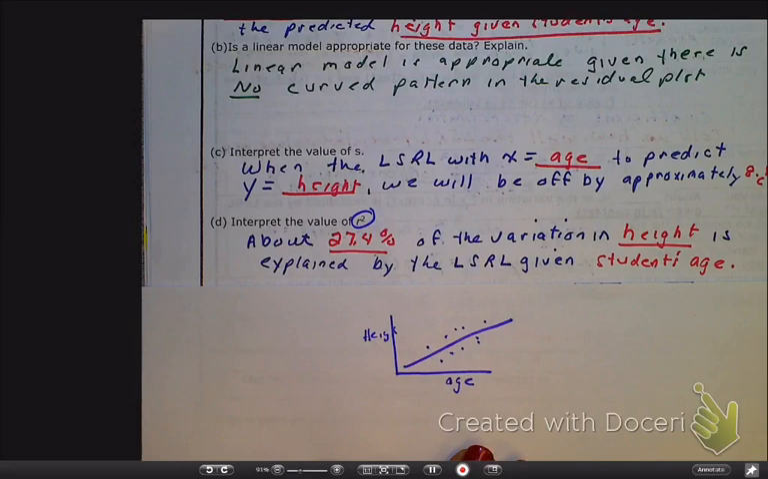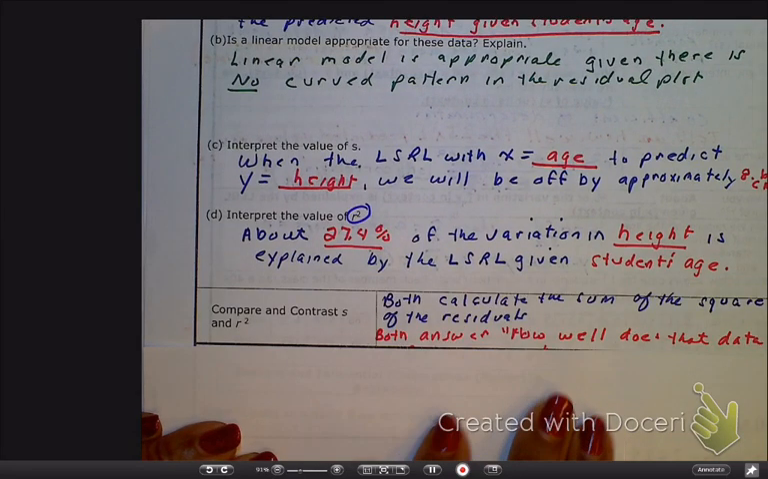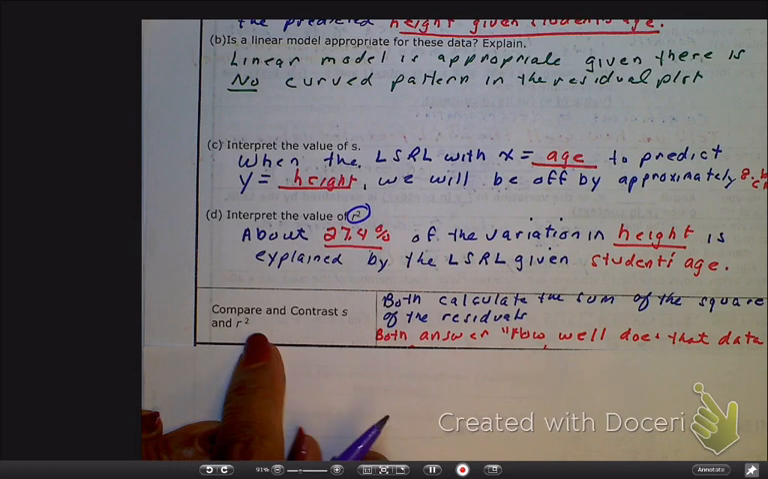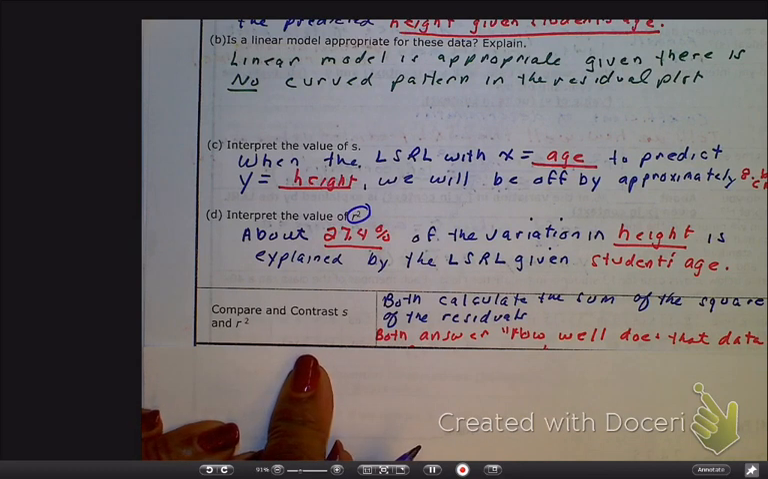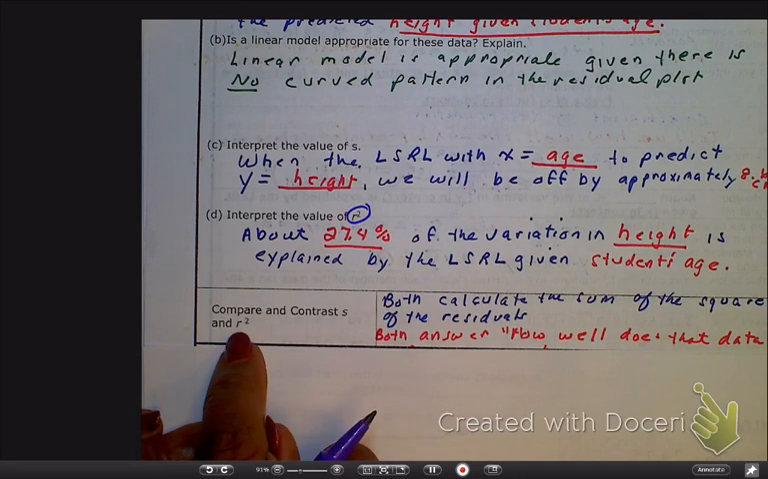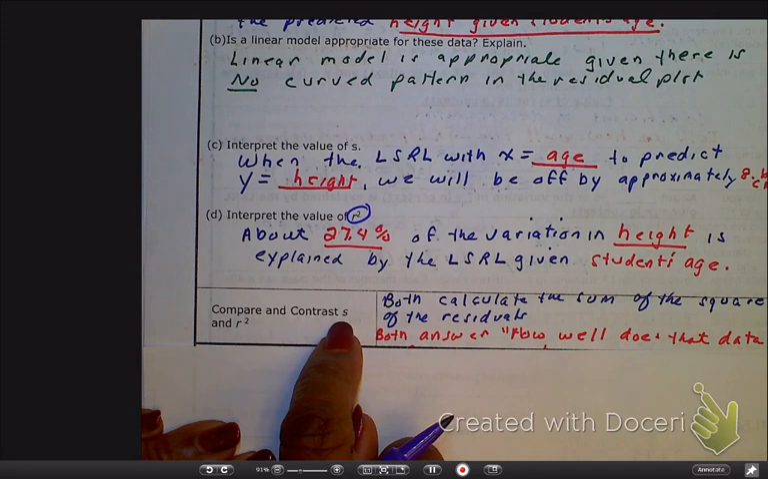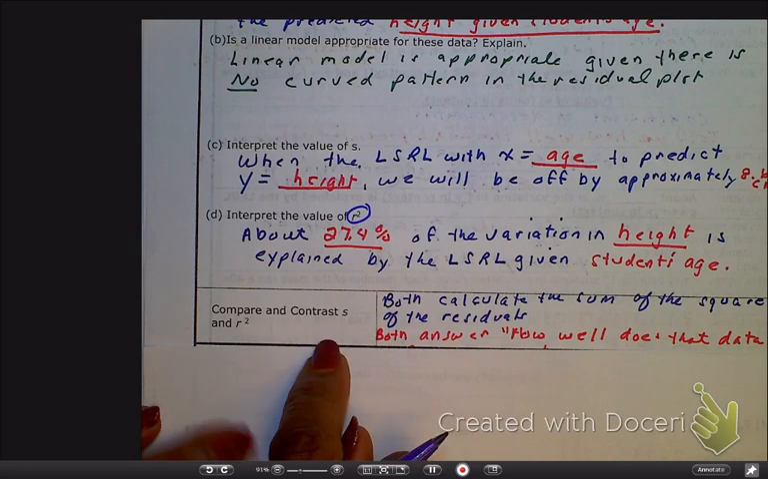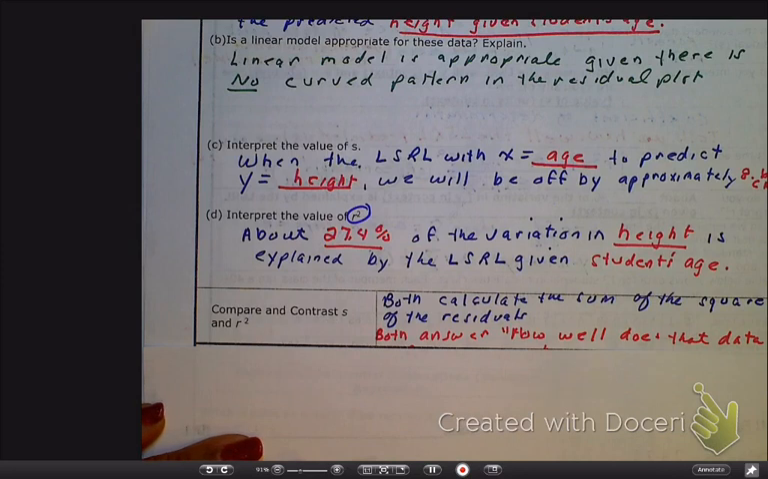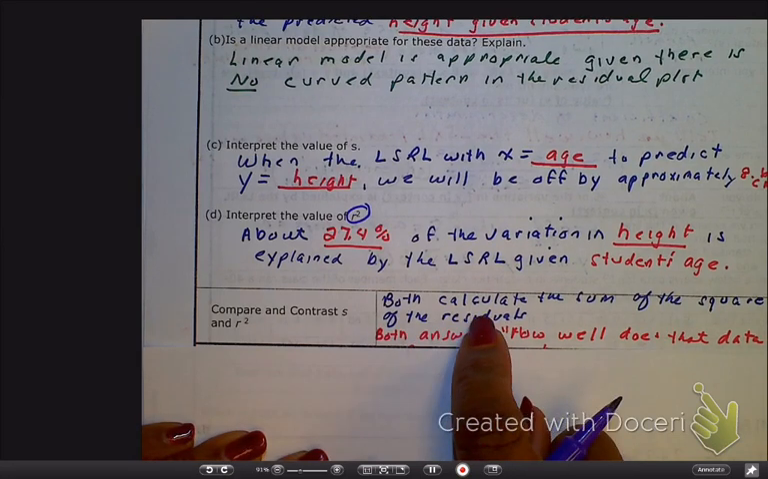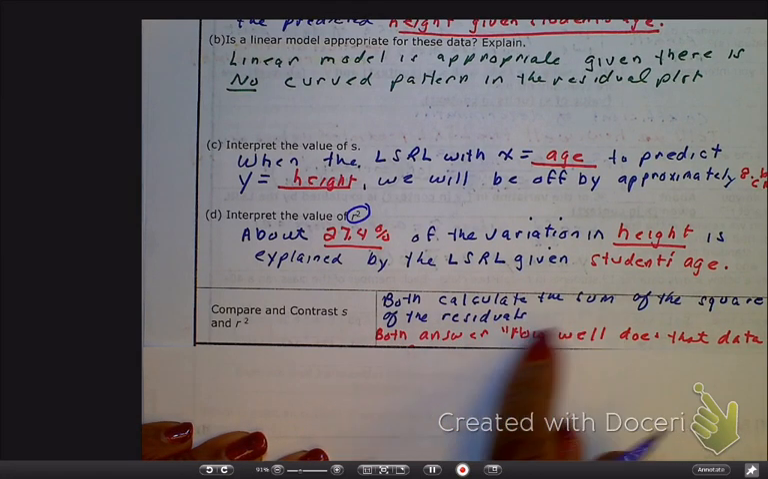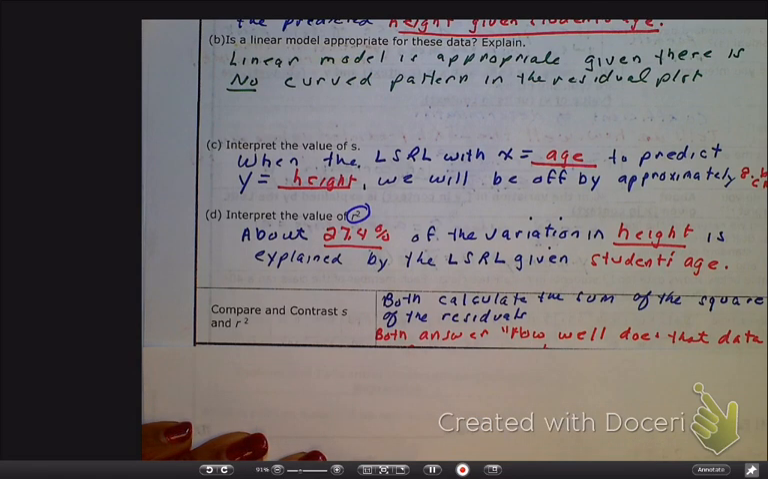Now the last thing that I want to discuss before we continue is, I've been talking about your R squared, your coefficient of determination, and your S, the standard deviation of the residuals, which is also referred to as the standard error of the residuals. It sounds like they are so alike. So what are the differences, or how do they compare and contrast? They both have the sum of the squares of the residuals. So they both calculate it. Multiple choice question waiting to happen.